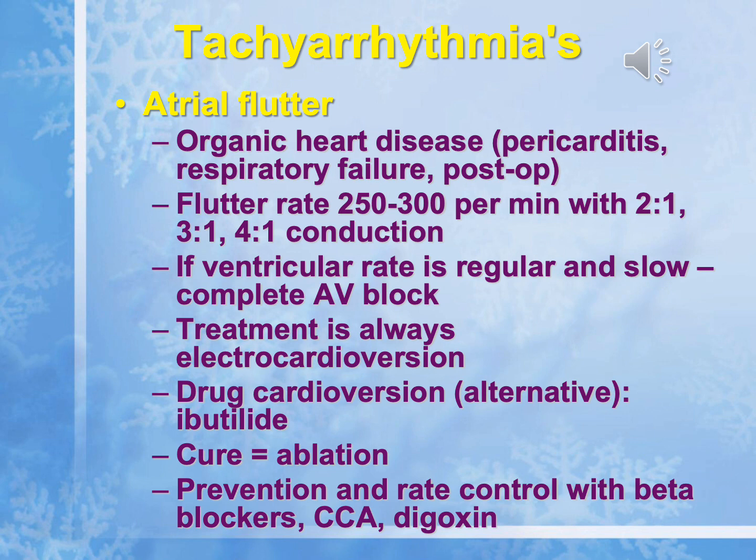If the ventricular rate is regular and slow, it suggests that there is complete AV block. The treatment of atrial flutter is always electrocardioversion, as patients do not tolerate this type of rhythm well. The drug used for cardioversion is an alternative to electrocardioversion, and we use the drug ibutilide. The cure for atrial flutter, since it has a tendency to reoccur, is ablation of the irritable site in the atria. For prevention and rate control, we use beta blockers, calcium channel antagonists, or digoxin.